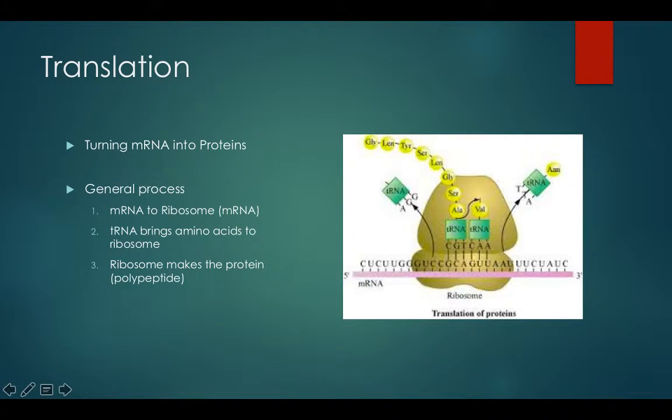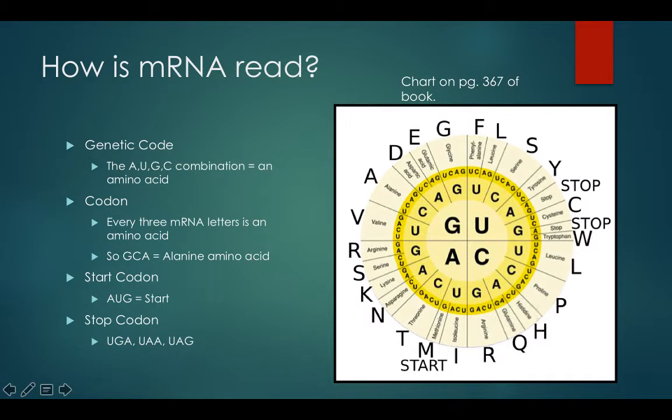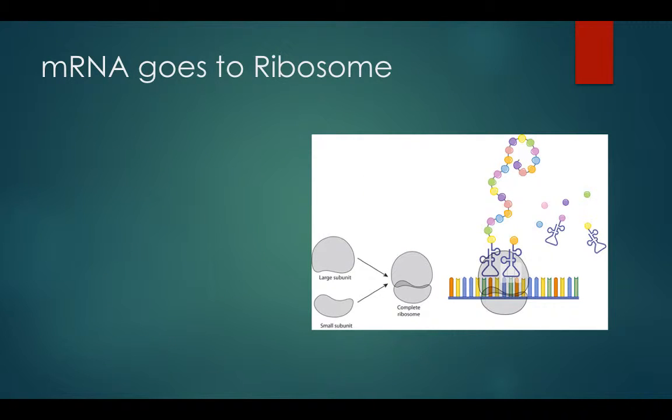So you guys remember we had the normal process back here. We have the mRNA going to the ribosome, and it's going to make proteins. We've talked about here about how to read the code. Now we're going to go on to a little more details here.